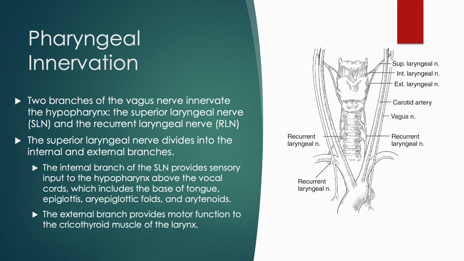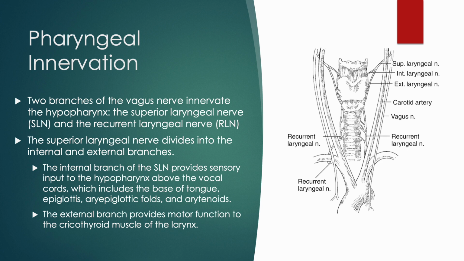Yeah, because it wraps around. It's recurrent, okay? It provides sensory innervation here, right there. Whoop, wraps around. It provides sensory innervation to the subglottic region and the trachea. Its motor component supplies all the intrinsic muscles of the larynx except the cricothyroid.